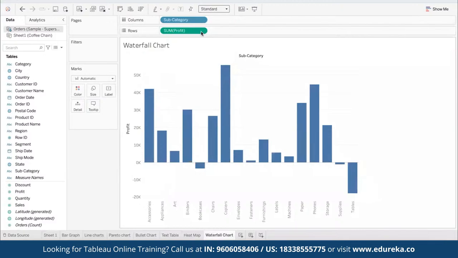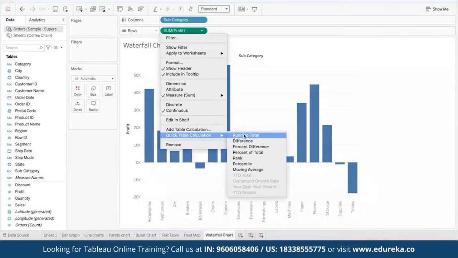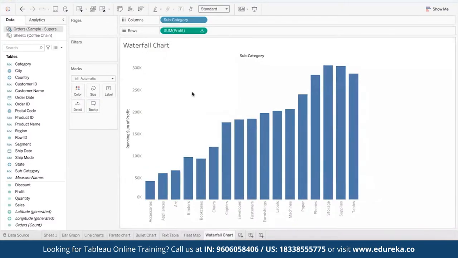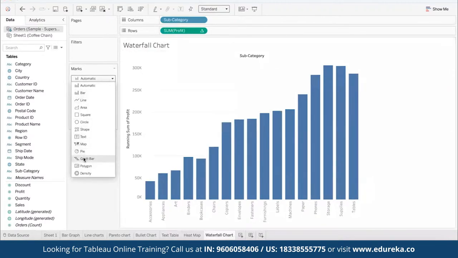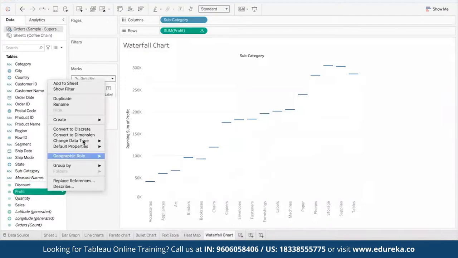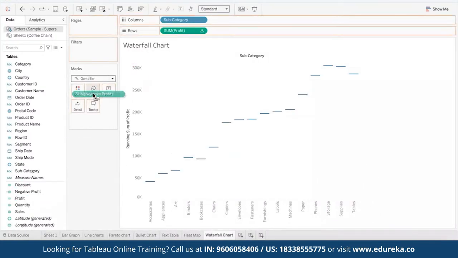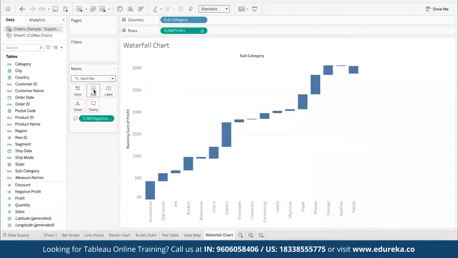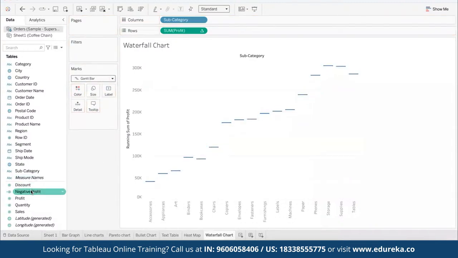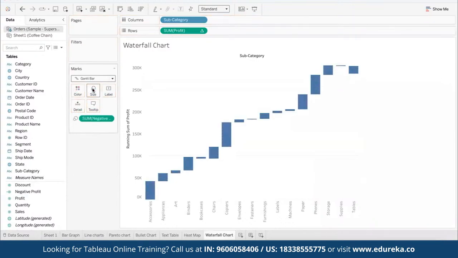So for this, first of all, we have to use running total, cumulative total. And then the mark type will be a Gantt bar. I'll have to create a negative counterpart of this field. Okay, and that I will take into the size shape. You see, like that. Look at the way it is getting sized. Look at that, like that. Okay, so this is a waterfall chart. I hope it's clear.